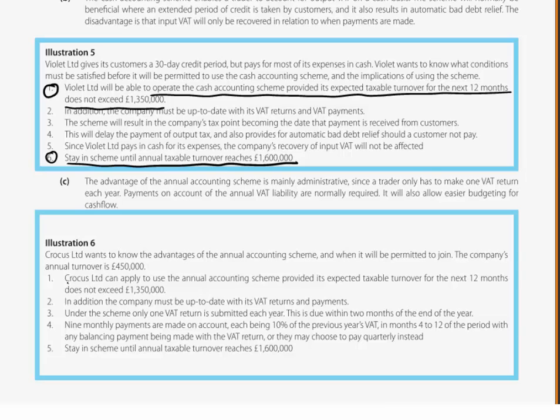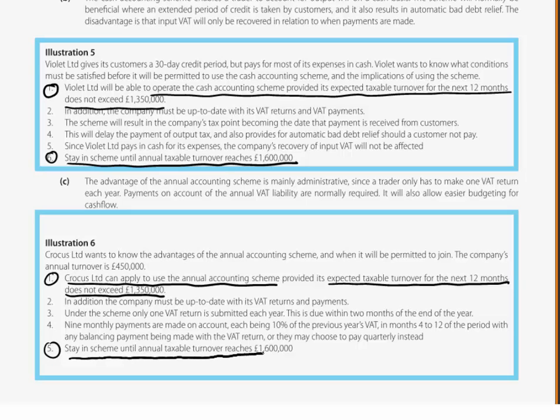Here in this illustration, the company Crocus Limited can apply to use the annual accounting scheme, provided that its expected taxable turnover for the next 12 months does not exceed 1.35 million. Exactly the same as we had with cash accounting. And, as well as that first point being a constant, the last point here, the business can stay in the scheme until annual taxable turnover reaches 1.6 million. So there we've got common facts that relate to each of these 2 schemes.